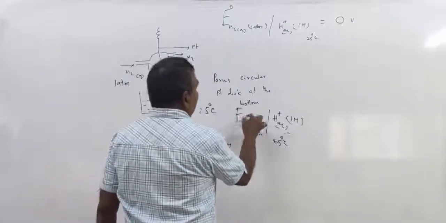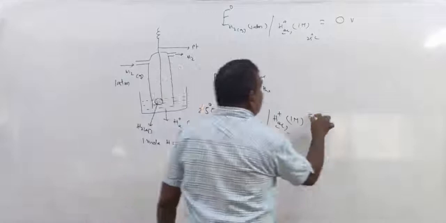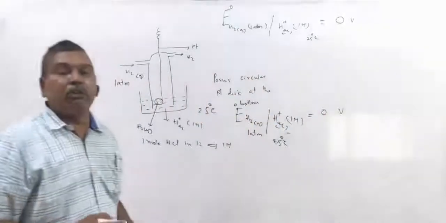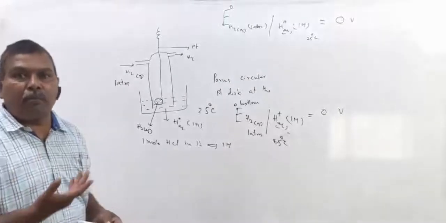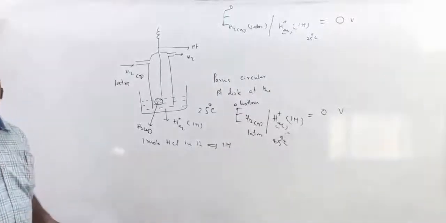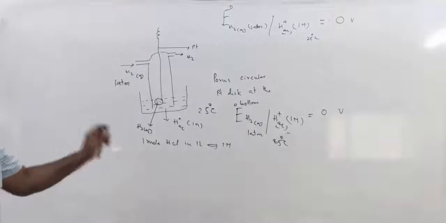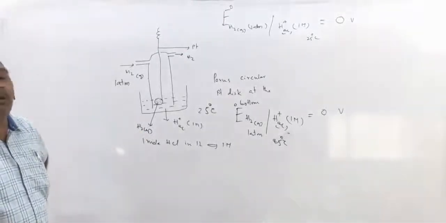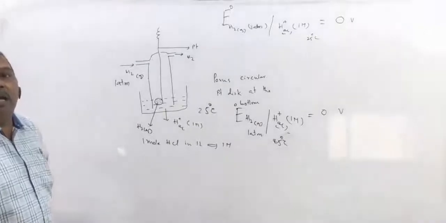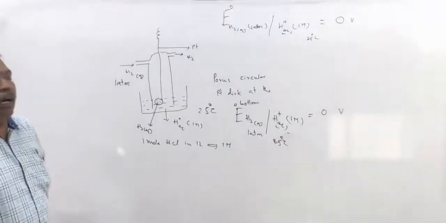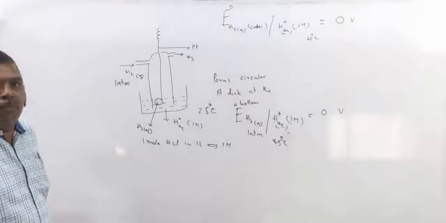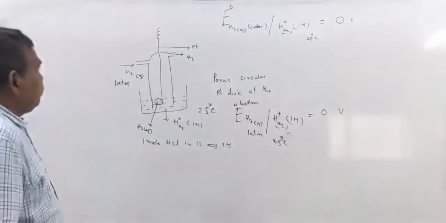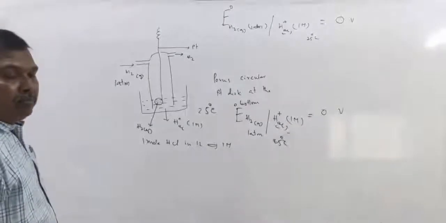Thereby, the electrode potential is treated as 0 volts. Actually, it is not 0 volts, but we don't have any other option to determine electrode potentials of other electrodes. So that is why, arbitrarily, this is taken as the reference electrode. It is called standard hydrogen electrode or normal hydrogen electrode, and its potential is said to be 0 volts. Clear?